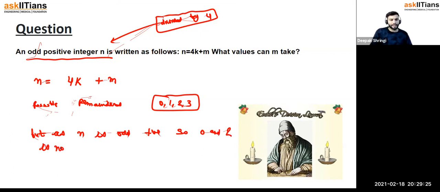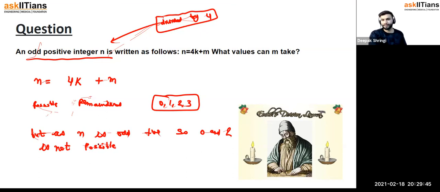If you are getting the remainder as 0, that means the number is divisible by 4. If a number is divisible by 4, then where is it odd positive? Then the number will become an even number, no? And if you are saying, sir, what about 2? If you are dividing a number by 4 and getting a remainder of 2, that means the number is an even number. It is 4 times something plus 2. Even plus even is even, no?